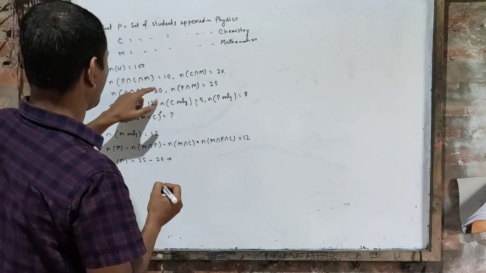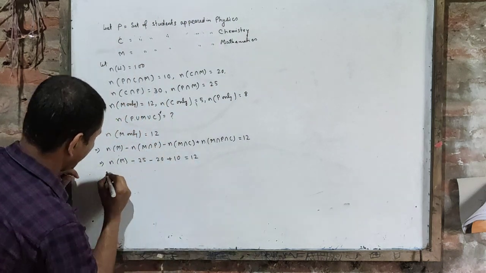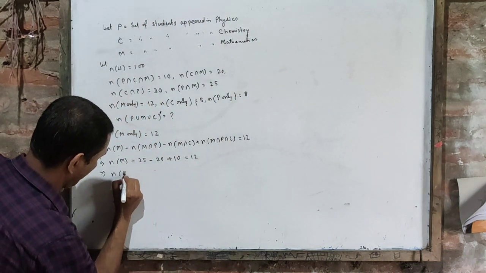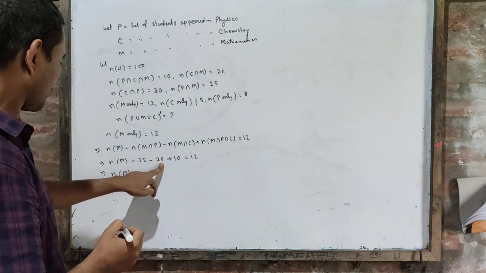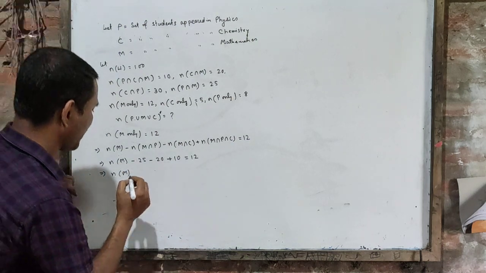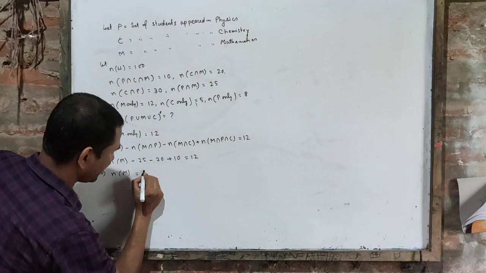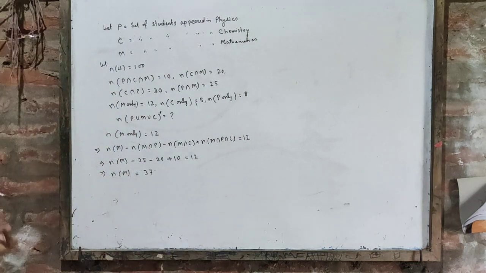Then intersection of all the three is 10, is equal to 12. So N of M will be 25. So 35 minus 10 is 25. 25 will go there. So 25 plus 12 is how much? 37. Thus we get N of M to be 37.